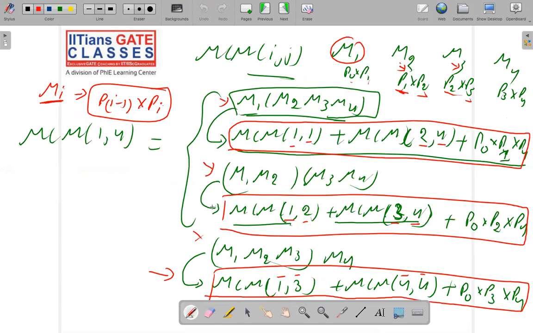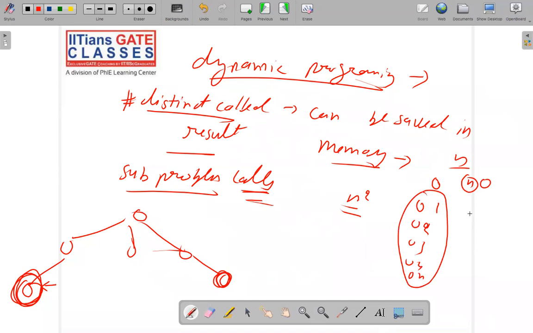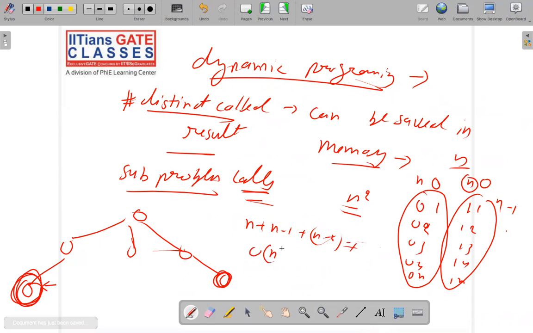That is how we say that there are a total of n square distinct calls. We have n matrices, and you can start from 0. How many possible distinct calls are there? From 0 to n we have numbers, so we can have 0,1; 0,2; 0,3; 0,4 till 0,n. We have n numbers here. Similarly, we have 1,1; 1,2; 1,3; 1,4; 1,n. Here n minus 1 numbers. You add these function calls, n plus n minus 1 plus n minus 2, like this, and you have order of n square calls.